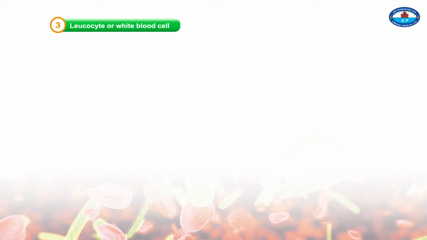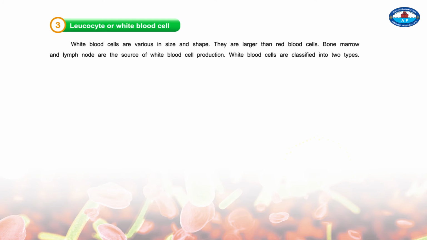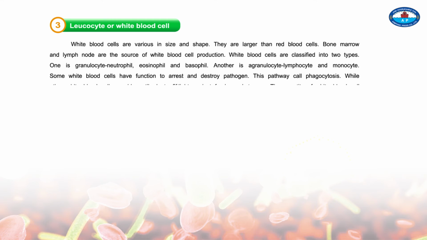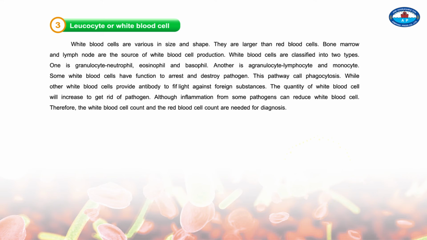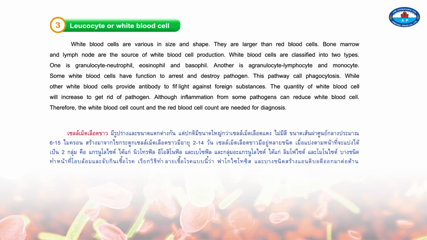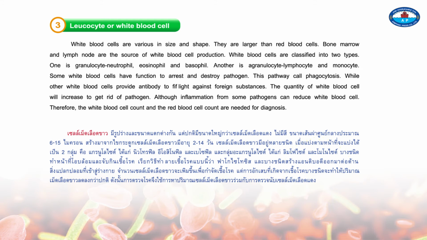3. Leukocyte or white blood cell. White blood cells are various in size and shape. They are larger than red blood cells. Bone marrow and lymph nodes are the source of white blood cell production.